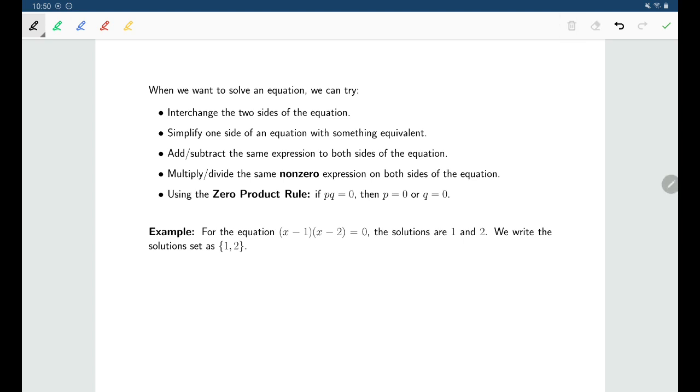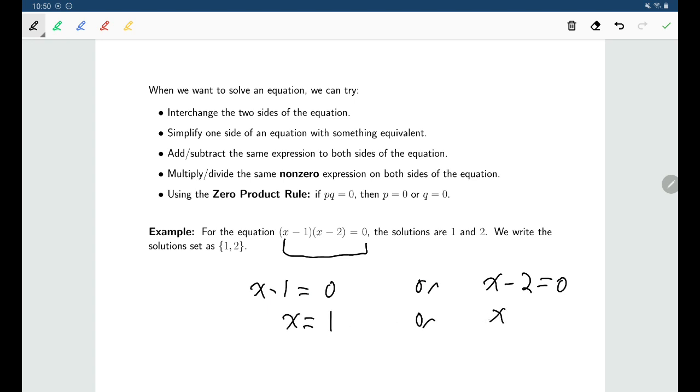And if we had a bunch of factors multiplied together equal to 0, then the individual factors themselves could be equal to 0. So for example, here this equation has the solutions 1 and 2. The reason I know that the solutions are 1 and 2 is since x minus 1 times x minus 2 is equal to 0, then x minus 1 is 0 or x minus 2 is 0. And that means then that either x is 1 or x is 2. Those would be the values that satisfy that equation.